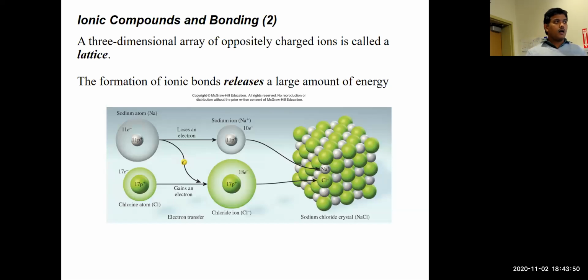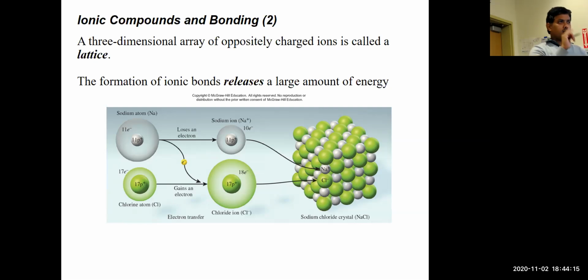In the previous slide, I said that ionic compounds are formed as a result of oppositely charged ions attracted to each other through electrostatic attraction. This is how it happens. This is a graphical image of how it happens.